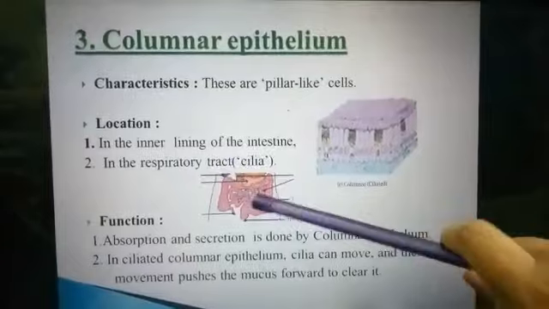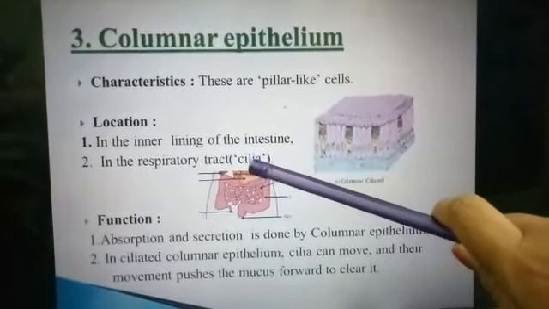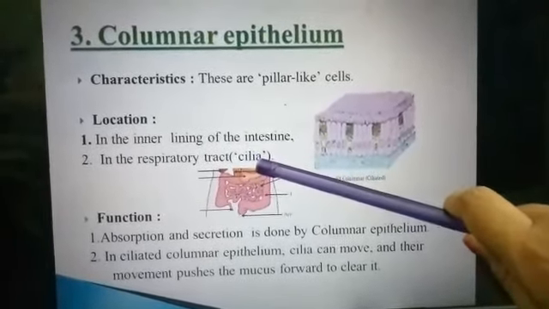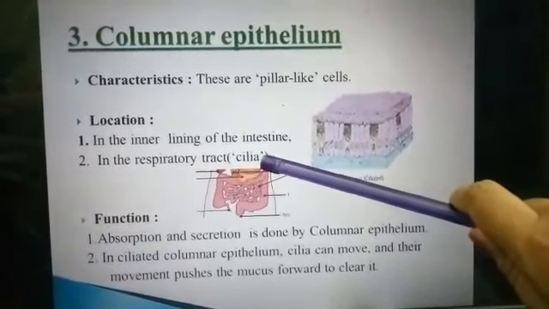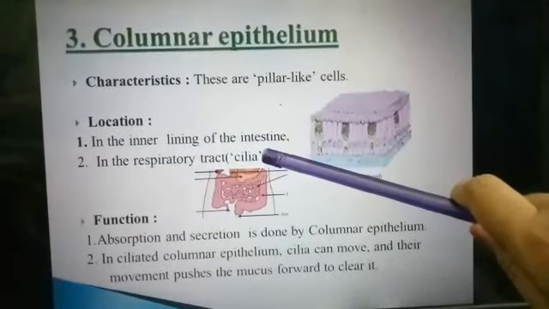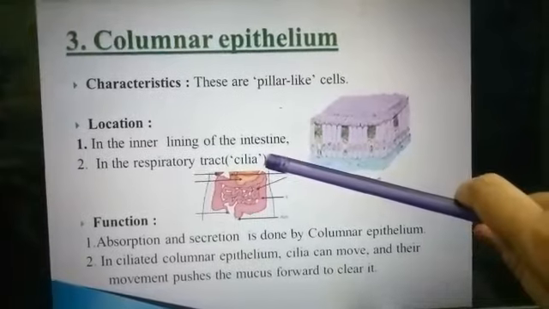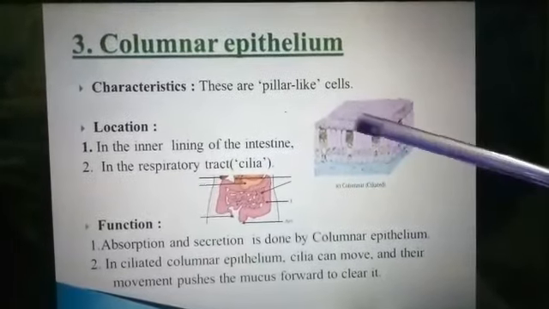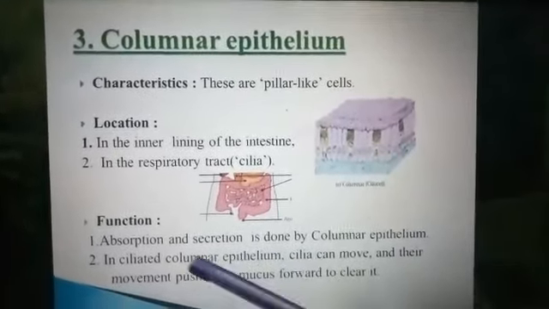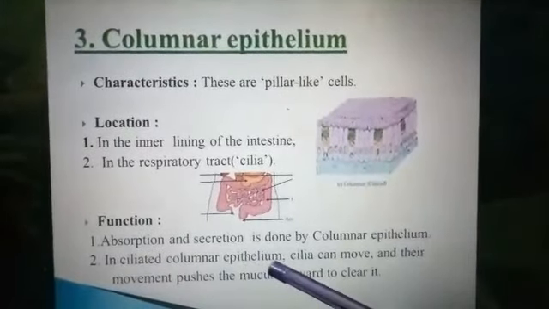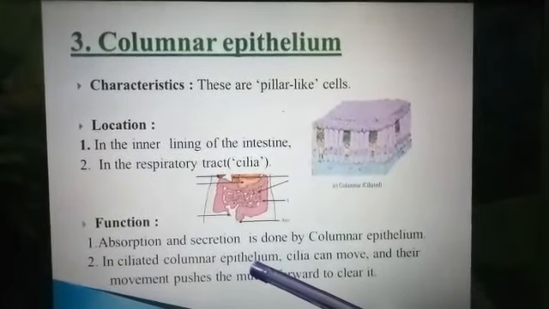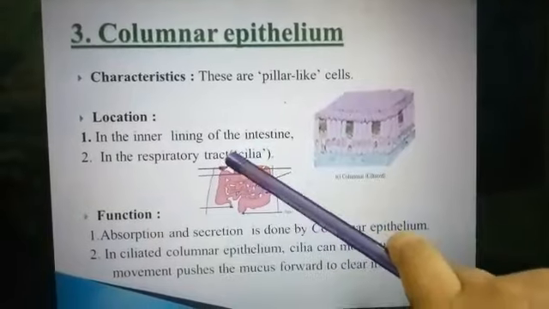In the respiratory tract, along with these column-like cells, there is presence of cilia also. वहाँ पे cilia भी होते हैं. Now cilia is a new term for you. Actually, cilia are hair-like projections, hair-like structures present in the respiratory tract. And here, ciliated columnar epithelium means this is the description of the respiratory tract.